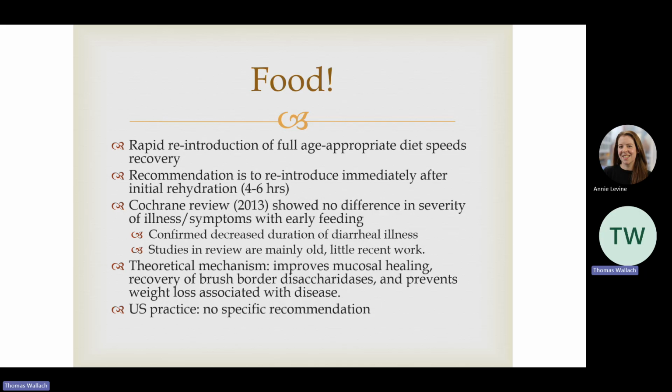Why do you think that SES correlates with gastro? How's gastro spread? Do people who have more or less money live in closer contact? So the less money you have, the less space you have, the more people there, more likely to get gastro. It's pretty simple. So what about food? We want to rapidly reintroduce age-appropriate diet. This does feed recovery. Why do you think this feeds recovery?